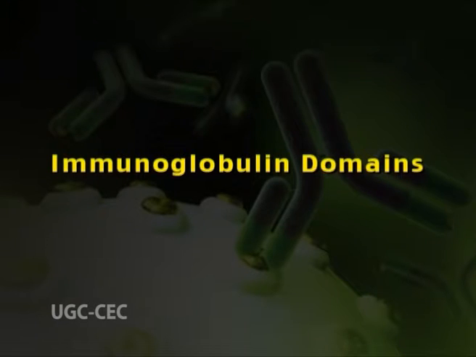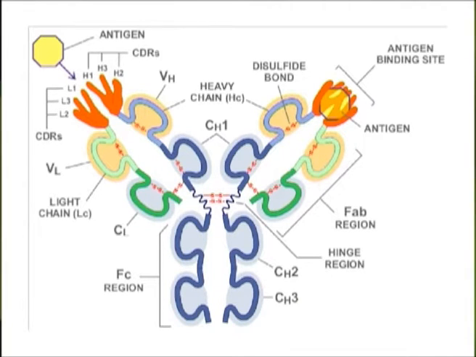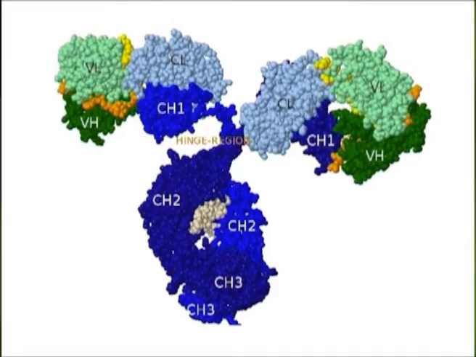Immunoglobulin domains. The heavy and the light chains are joined to each other by interchain disulfide bonds and many non-covalent interactions in the antigen binding fragment. The amino acids of heavy and light chains are folded in a specific pattern termed the immunoglobulin domain, which is stabilized by interchain and intrachain disulfide bonds.